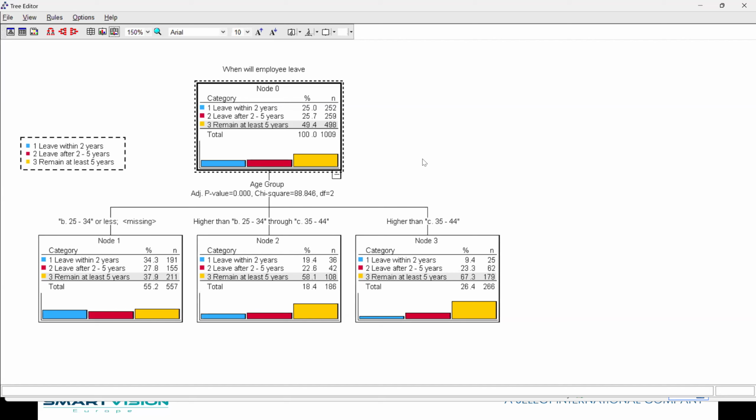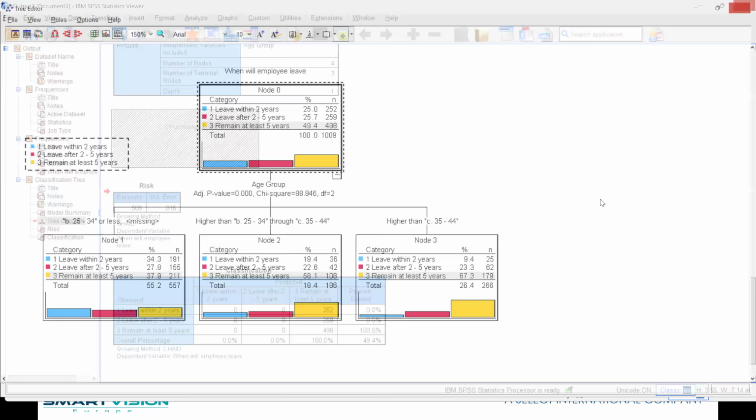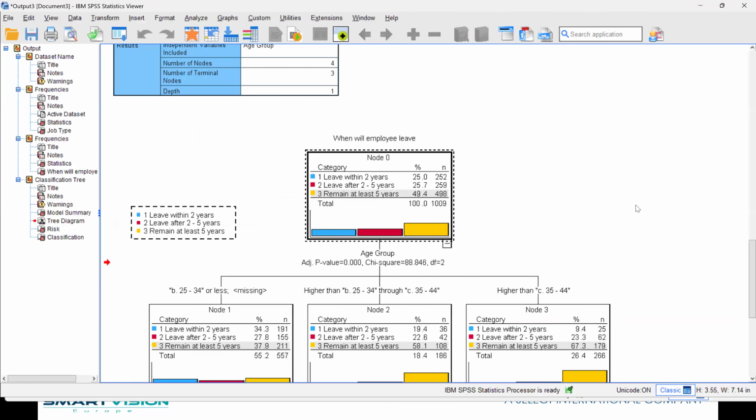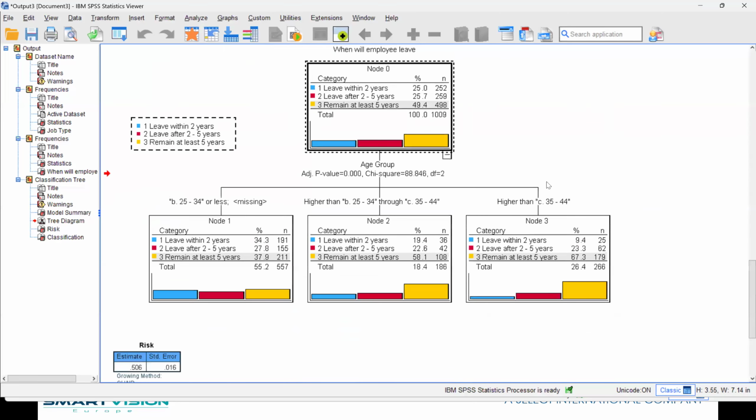5 years. So we know that age makes a difference, that younger people are more likely to intend to leave than the older people. That kind of makes sense, that they would settle down into their job over time.